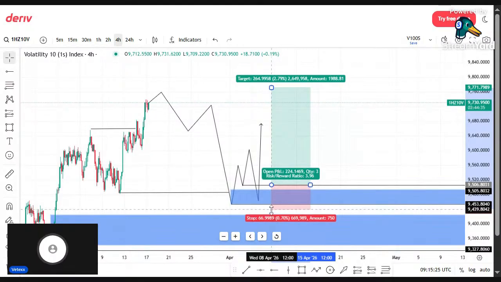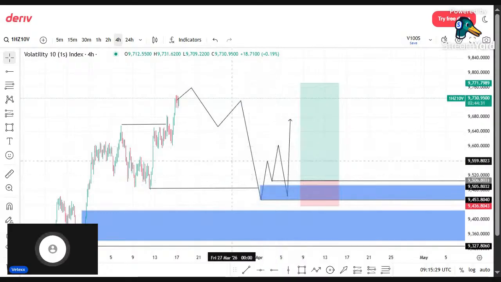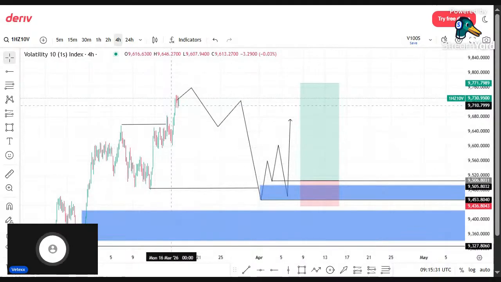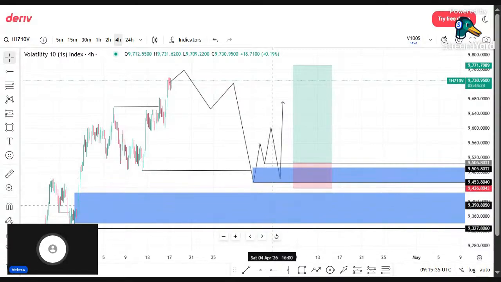So this is all we're anticipating on V10S. If this plays out this way, this is how it's definitely going to play out if price eventually comes into this zone. This structure might form here, or might form a bit below here. So this is what we have on V10S.